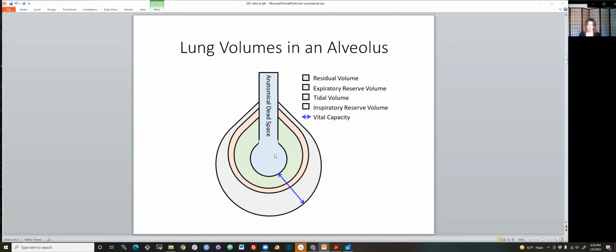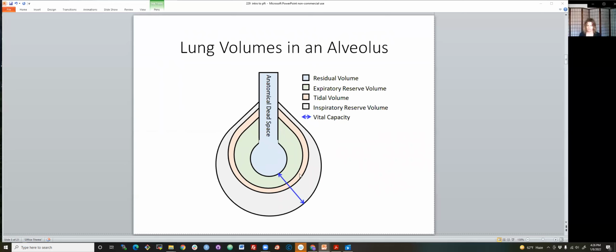And the blue here represents residual volume, the volume that's in the alveolus after complete expiration. In green here, this represents the expiratory reserve volume. So that's the volume that somebody can exhale more after their normal tidal volume exhalation. Then in orange here, we have our normal tidal volume. You can see it's significantly less than the others.